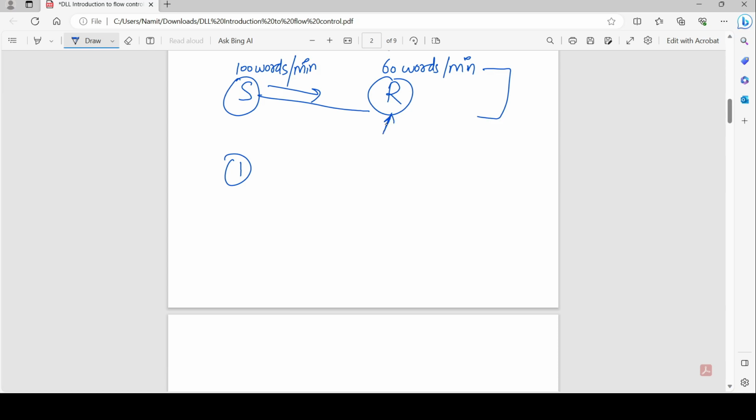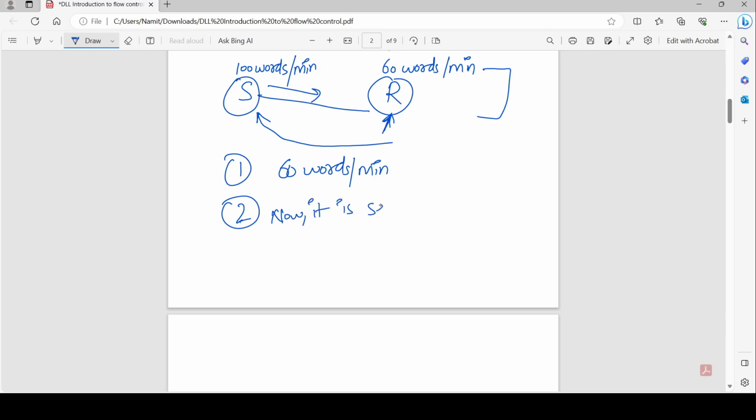It is the receiver's responsibility to tell the sender, boss, this is my communication speed, or this is my processing speed. I can take 60 words per minute, that is my maximum limit, not more than that. This is the receiver's job. Now after the moment the receiver has done this, the responsibility shifts to the sender.